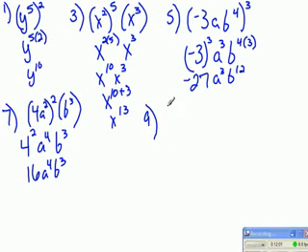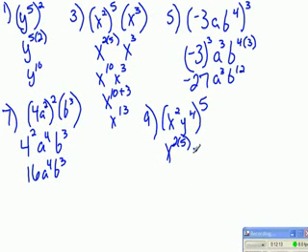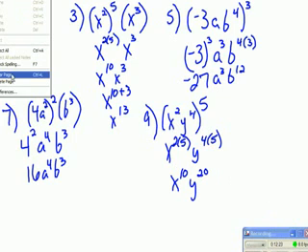Number 9. We have x squared, y to the 4th, all to the 5th power. And I'm going to multiply this through x to the 2 times 5 and y to the 4 times 5, which is x to the 10th, y to the 20th. Hopefully we're getting the hang of this. Erase this page and go on to number 11.